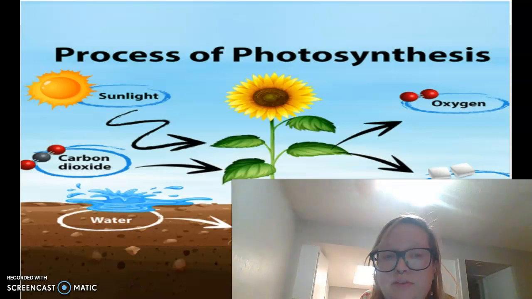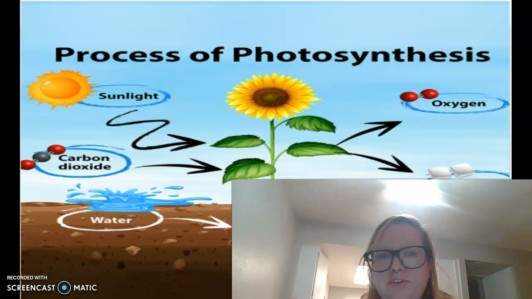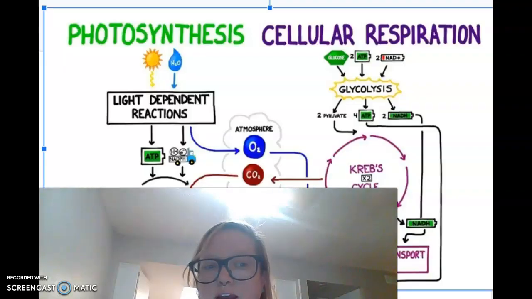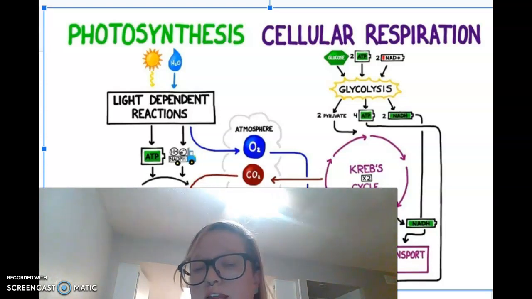Anoxygenic photosynthesis, meanwhile, uses electron donors that are not water and do not produce oxygen. The process typically occurs in bacteria such as green sulfur bacteria and phototrophic purple bacteria. Photosynthesis occurs in chloroplasts, a type of plastid that contains chlorophyll and is primarily found in plant leaves. As you can see, cellular respiration and photosynthesis are like 2 sides of the same coin.